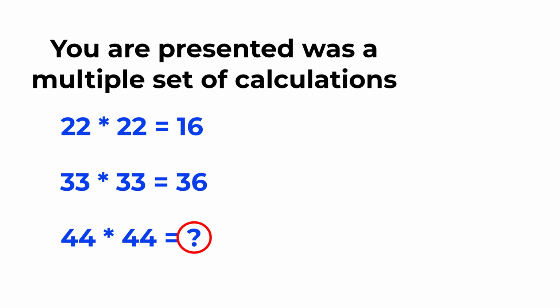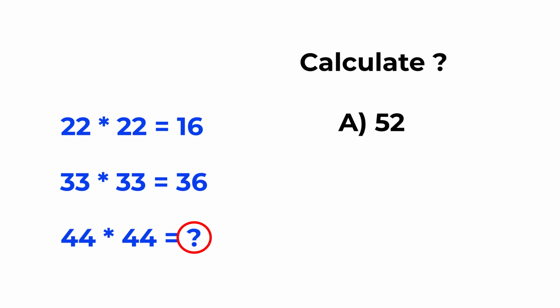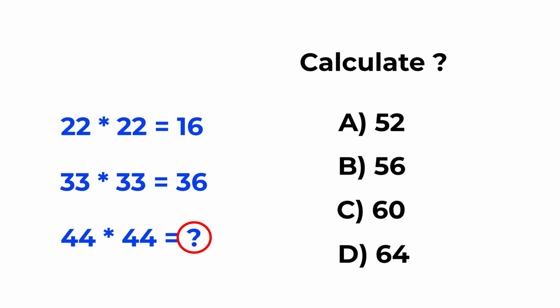And you need to calculate the question mark. You have four different choices. Choice A, 52. Choice B, 56. Choice C, 60. And choice D, 64. Do you see the answer? It's not obvious, so give yourself 5 to 10 seconds, maybe 10 to 20 seconds, to see if you can come up with the solution. Ready or not, I'm going to reveal the answer, and we're going to get to the correct solution together.